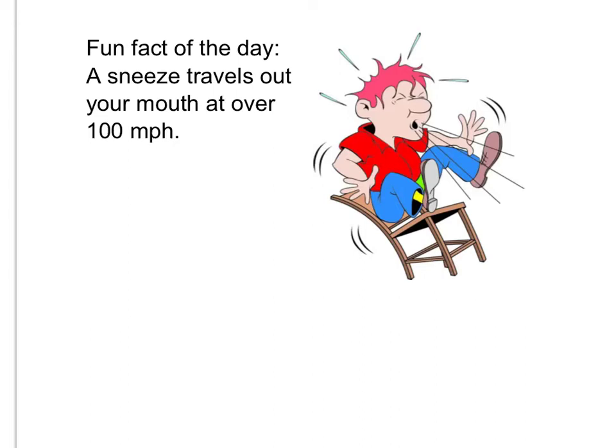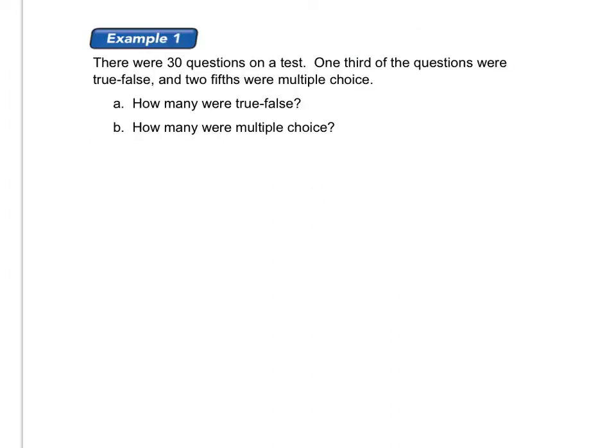Alright, now let's go ahead and get on to the examples. Example 1 says there were 30 questions on a test. 1/3 of the questions were true-false, and 2/5 were multiple choice. And letter A asks how many questions were true-false.